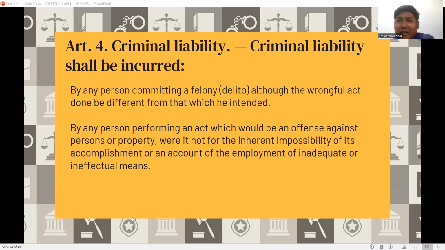One good example is A wanted to kill B. So one night, A went to B's house and while B was sleeping, he stabbed B multiple times, not knowing that B was already dead a few hours ago because of a heart attack. So Mr. A is not liable for murder, but for impossible crime of murder. Why? Because B was already dead. So it's impossible for him to kill someone who is already dead.